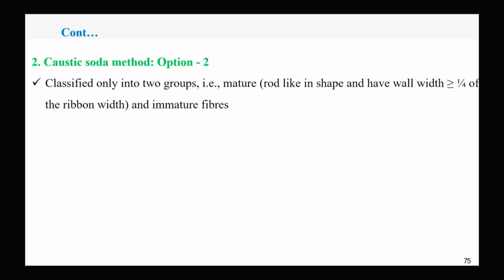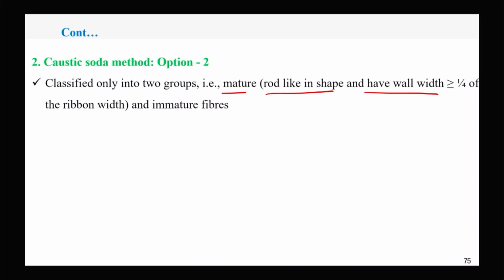The next option is the caustic soda method. Here we can group the fibers into only two types, two groups.